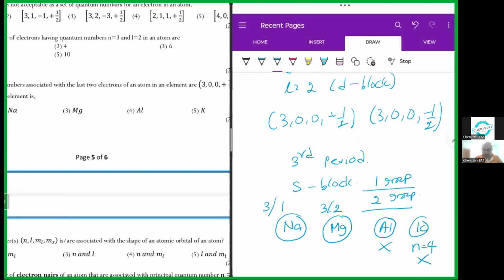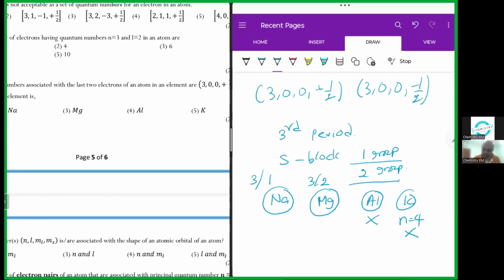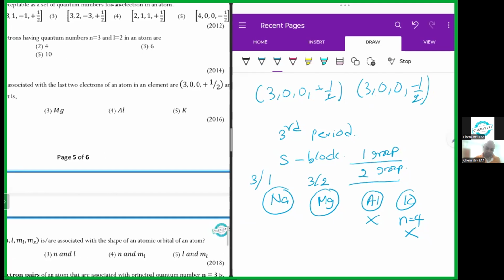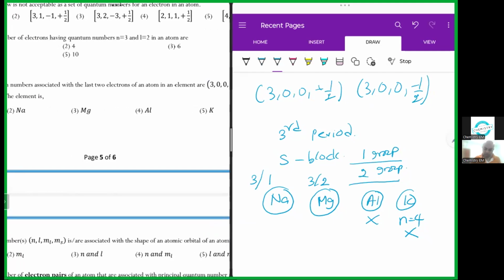Right? So out of these two, how can we deduce whether it is sodium or magnesium? Right? Whether it is sodium or magnesium, we have to reduce it. How to reduce it? That has to be done very carefully on this one, right? So here they are talking about last two electrons.